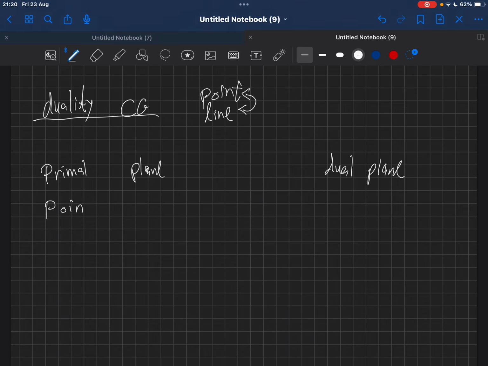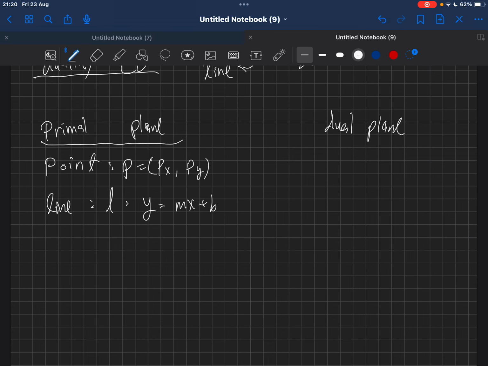So in the primal plane we have a point. Let's call it P. Let's work on the two-dimensional plane, so I have a point with two components, Px and Py, and I have a line. Let's call it L, with y equals mx plus b. Okay, so this is what I have in the primal plane.